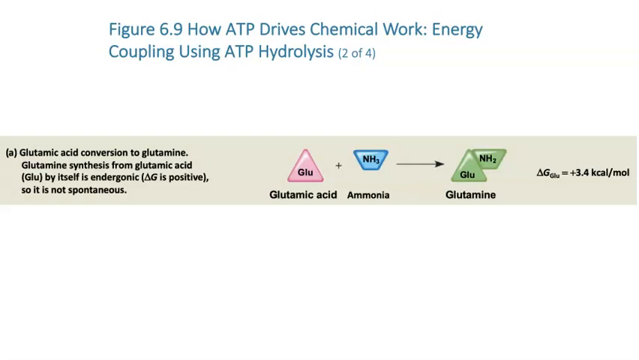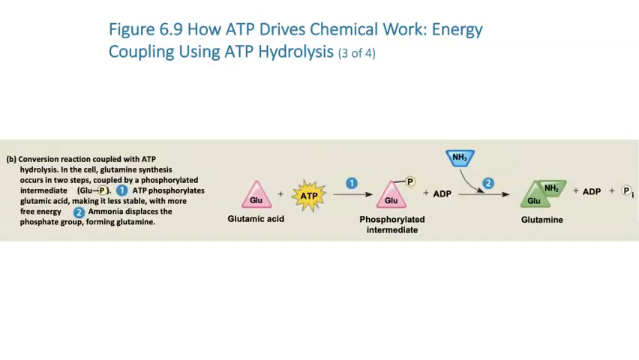That means it requires an energy input of 3.4 kcals per mole, so that's not a spontaneous reaction. We need some help, and the way we're going to get this help is by using ATP. Instead of just joining the glutamic acid with the ammonia, we're going to do an intermediate step. Glutamic acid is going to combine with ATP to form this phosphorylated intermediate, and you can see that phosphate group is now connected onto the glutamic acid.